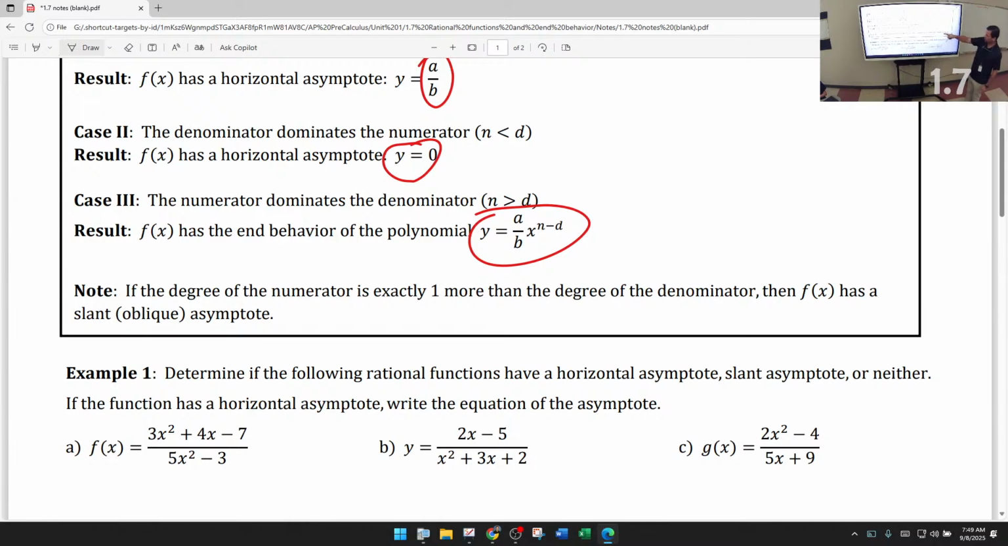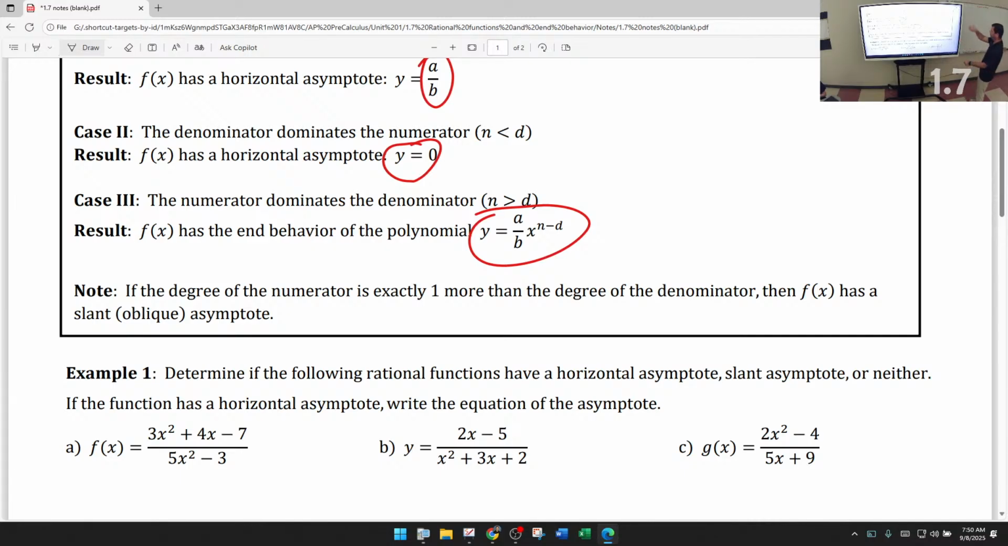If the degree of the numerator is exactly 1 more than the degree of the denominator, it has a slant or oblique asymptote. If it's more than 1, we're not going to deal with those; as long as you know it's not oblique. Y'all okay with what I'm saying? So if it's more than 1 degree on top, it's not oblique. All they're concerned with is: do you know it's oblique, do you know it's at 0, or do you know it's at the coefficients? Those are the only things it can be.